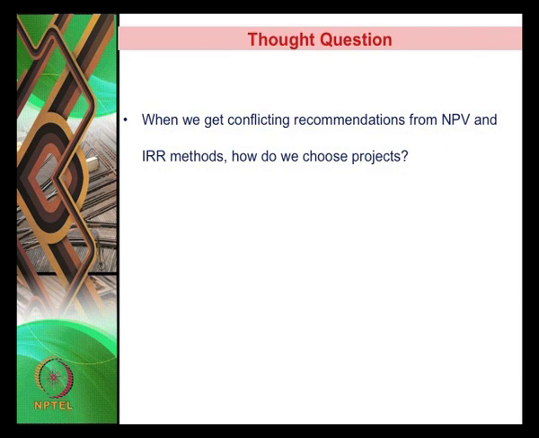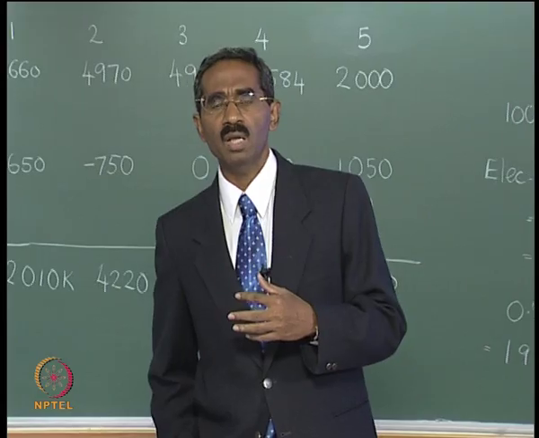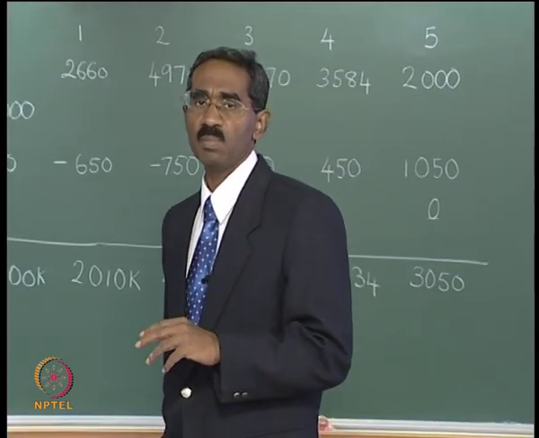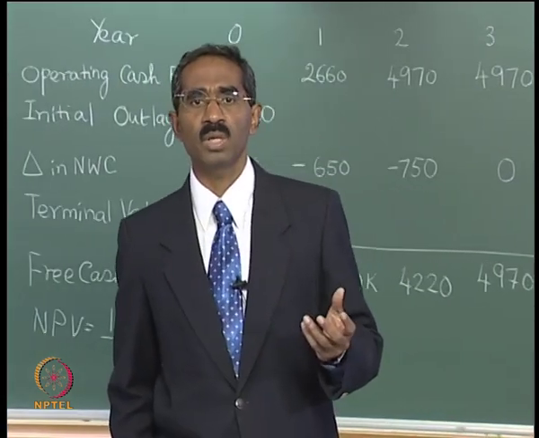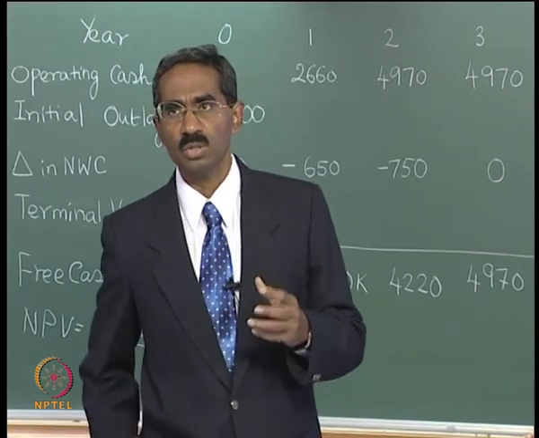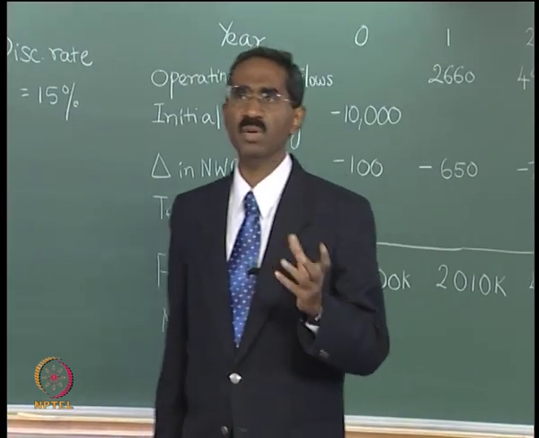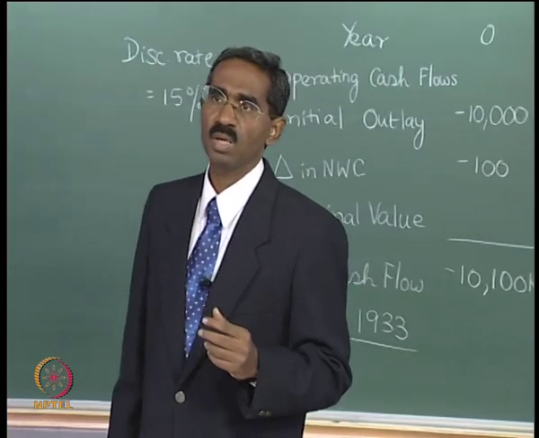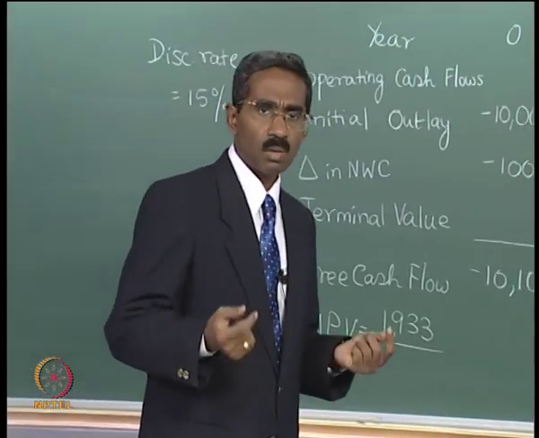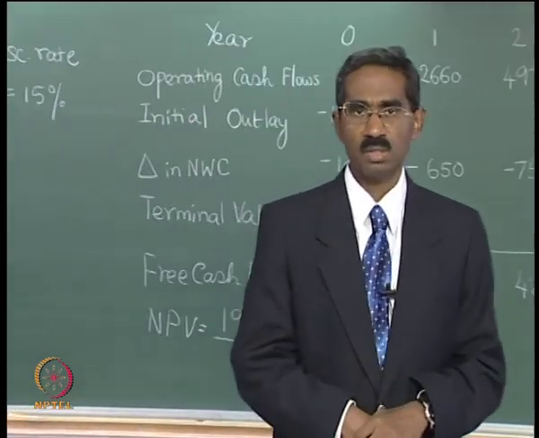So for example, if the NPV is negative but the IRR is positive, or if the IRR is higher for project A as compared to project B, but it is the reverse as far as NPV is concerned, with the NPV of project A being higher than that of project B. If you really have these kinds of conflicting recommendations between the NPV and IRR methods, which of these methods do we choose? So think about this question, and we will also discuss this in the next lecture.